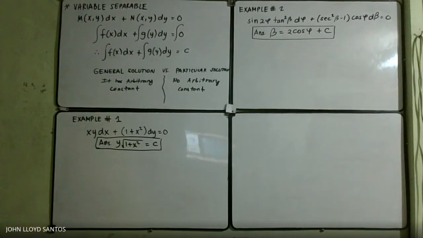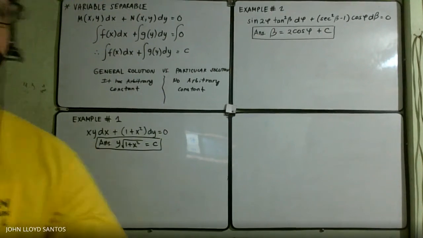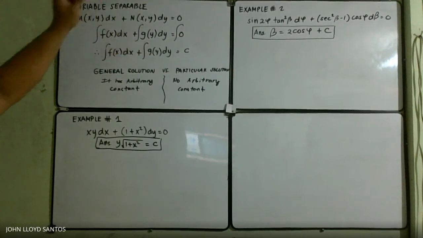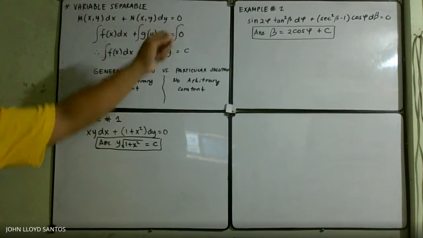Magandang araw. So ngayon, yung ating topic for today sa differential equation is about variable separable. So this is the first method that can be used to solve the differential equation. So meron tayong tinatawag na general form for the differential equation. It is written as M as a function of x and y dx plus N as a function of x and y dy is equal to 0.